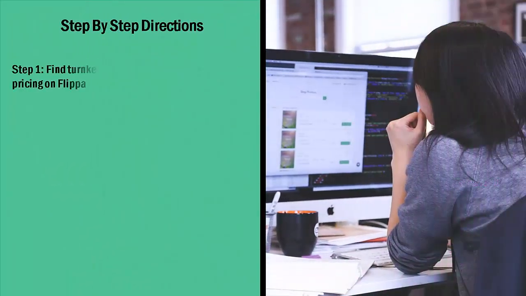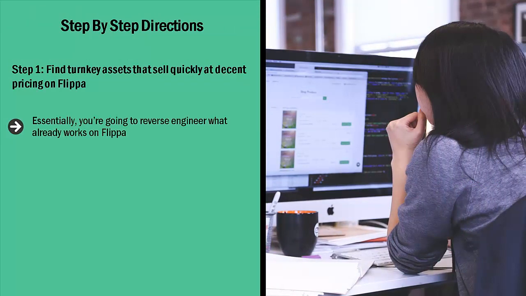Step-by-step directions. Step 1. Find turnkey assets that sell quickly at decent pricing on Flippa. Essentially, you're going to reverse engineer what already works on Flippa. There's no need to reinvent the wheel. Go to flippa.com and look for websites for sale. These are websites that are not operational and are totally brand new.